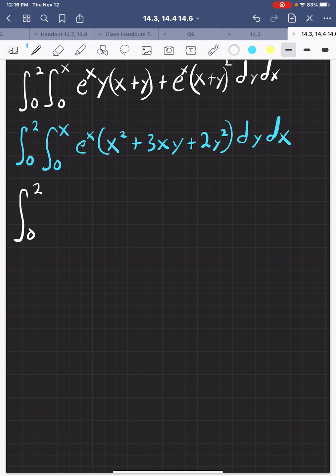But let's now start our integration with respect to y. So again, if it helps you to distribute that e to the x, not a problem. But I'm going to, at this stage, start to pick up the pace a little bit. So if we were to go through that round of integration, this is what it would look like. That's going to be 3xy squared over 2, and that's going to be 2y cubed over 3.